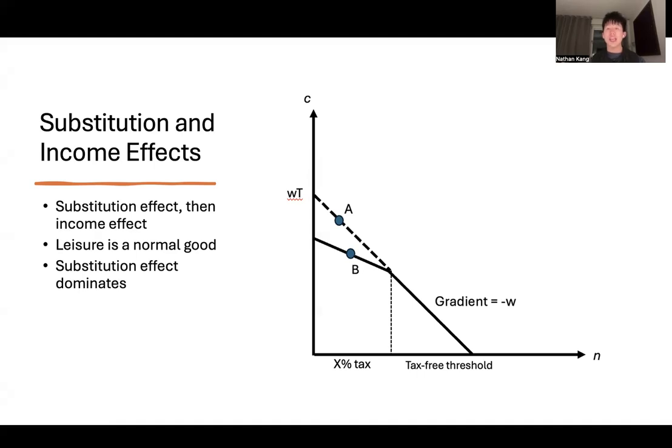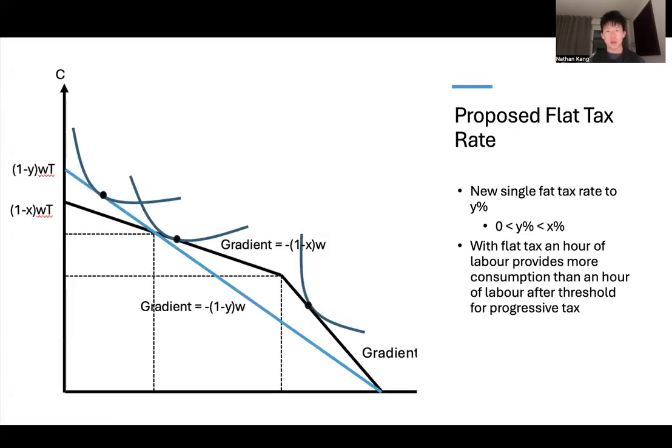But also, the income effect happens after this. Because they're working less and because their real wage is less, the worker is effectively poorer. So they can't afford as much consumption out of their income. So they're going to work more. But overall, the substitution effect dominates. So the net effect from A to B is that the worker works less under this progressive tax rate system.